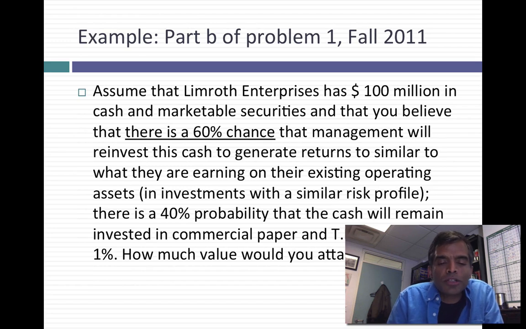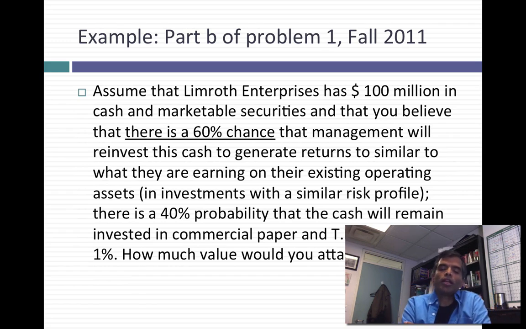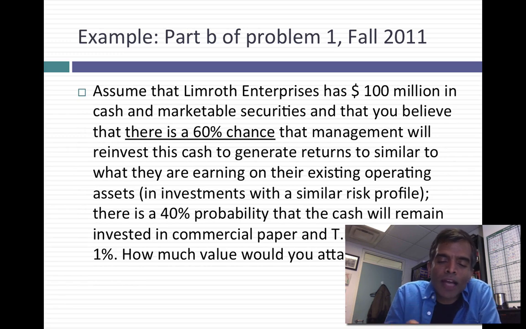There's a 40% chance that they will leave the cash as is, in which case it'll continue to earn what it's earning now, which is a low rate of return, 1%, right? Which is in commercial paper and T-bills. How much value would you attach to the cash? Now take a look at the problem. When the cash is left where it is, it's neutral, right? It's earning a low rate of return but a fair rate of return.